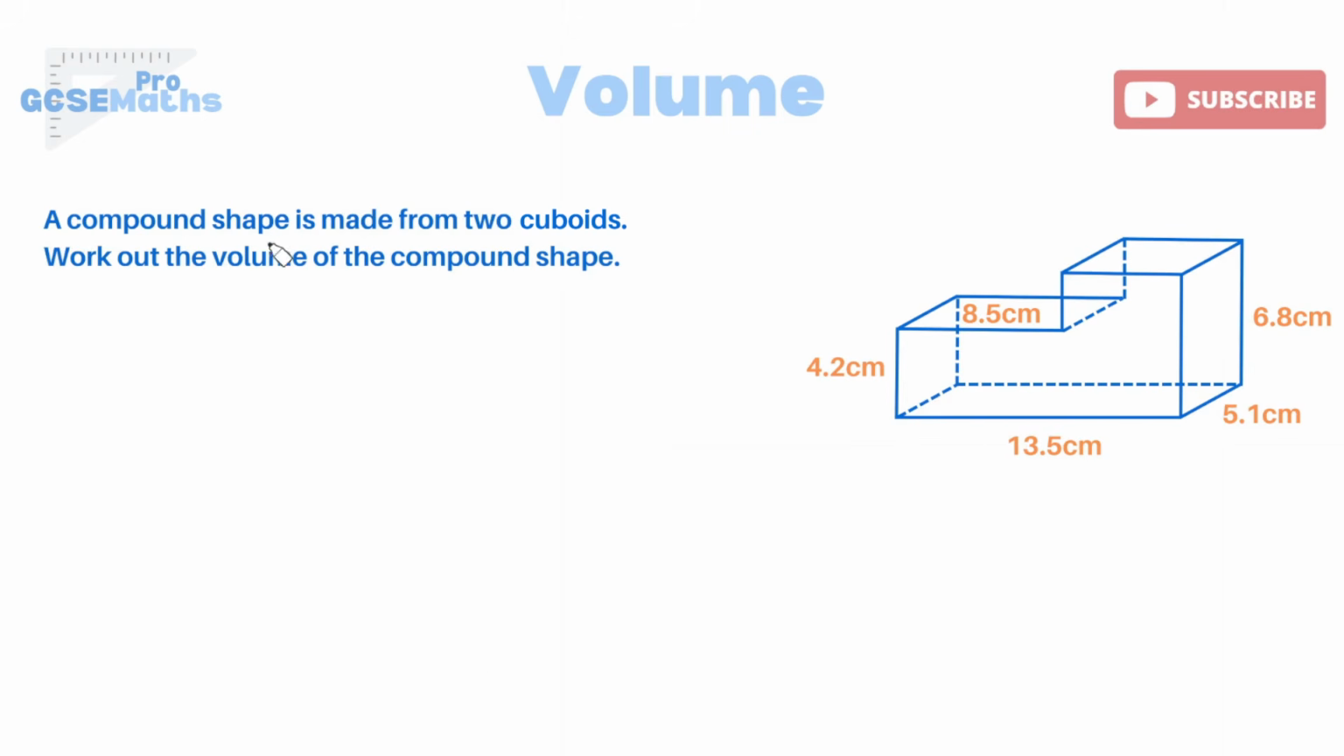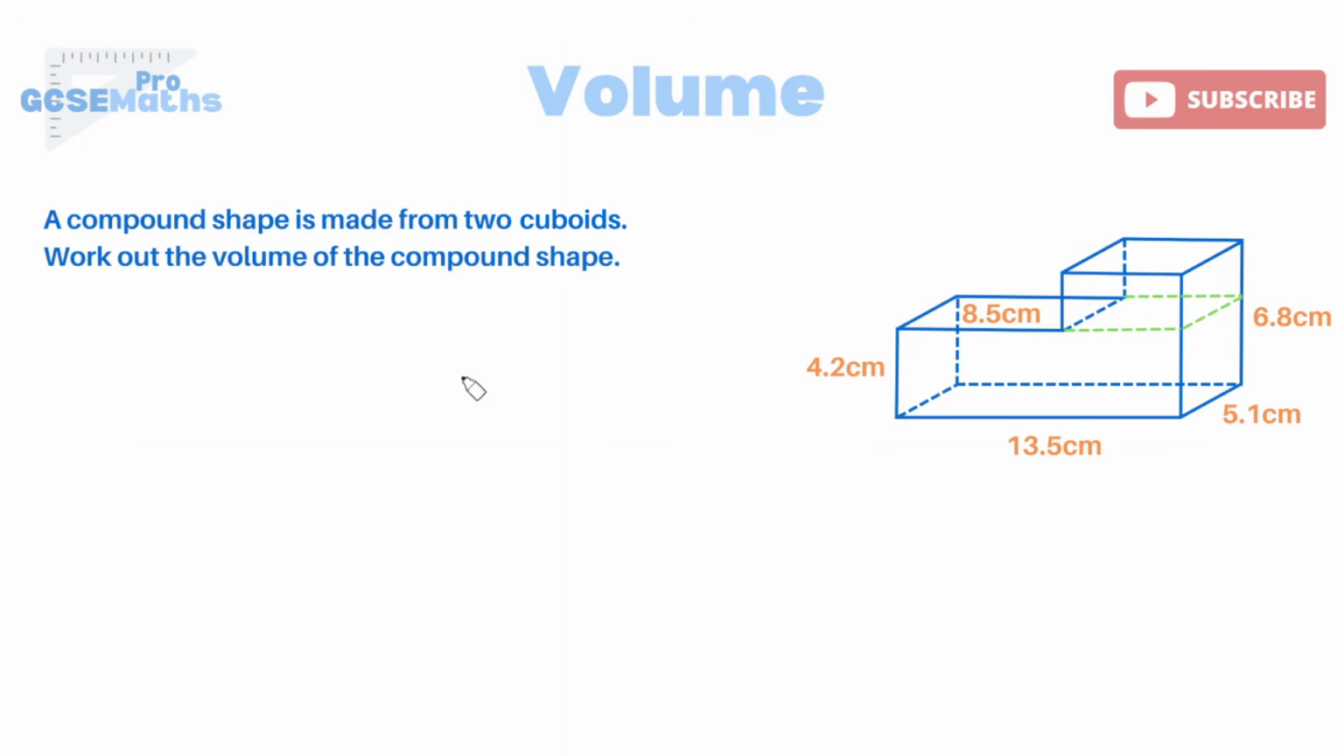So we've got a compound shape made from two cuboids. Work out the volume of the compound shape. It's up to you how you split up the shape back into its two cuboids. You could split it up vertically and have one rectangle on the left and one on the right, or you could split it up horizontally and have one at the top and one at the bottom. I think I'll probably just split mine across horizontally.